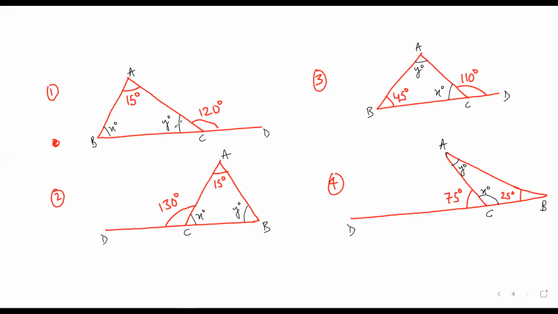Mr. Satya, y would be equal to 60 degrees. Shabash. x would be equal to 105 degrees. 60 plus 15 is 75. So 75 plus x is 180 degrees. Therefore, x would be equal to 105 degrees. Mr. Sarthak, is it okay? Yes, sir.